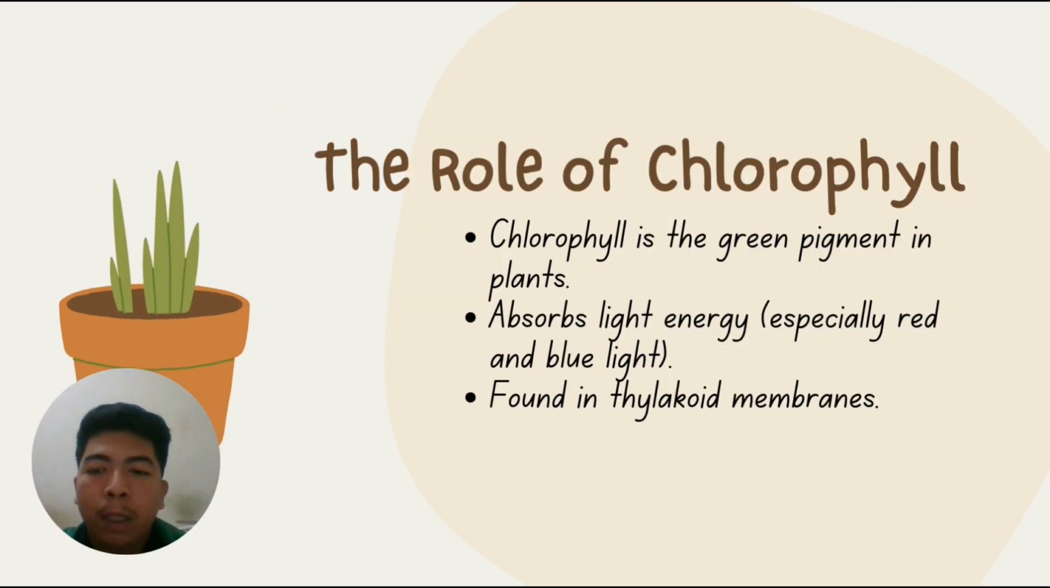Okay, now we look at the role of chlorophyll. Chlorophyll plays a vital role in capturing sunlight. It absorbs mostly red and blue wavelengths and reflects green, which is why plants look green. Without chlorophyll, the light reaction could not happen.